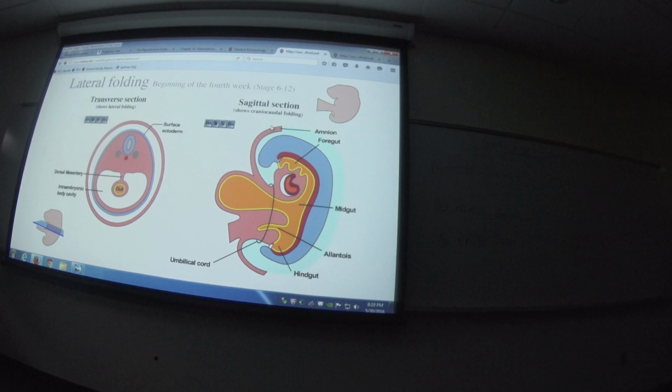So this is gastrulation, this is not organogenesis. You've already got your forming organogenesis. So you gastrulate already, now you're forming the organs.